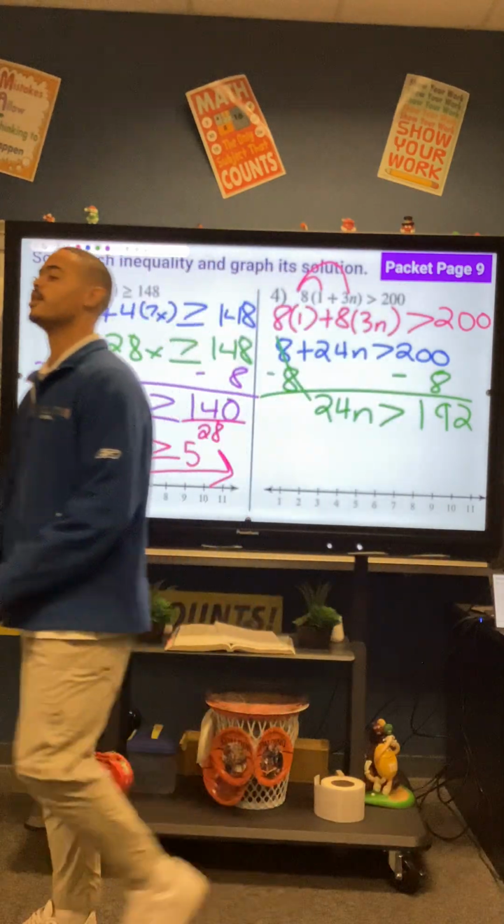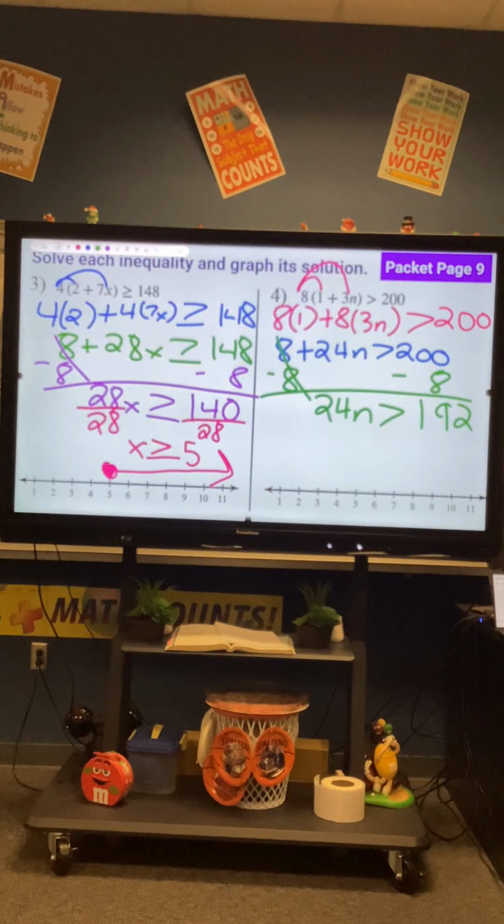So who's last then? Last thing. Divide by what? So what's 192 divided by 24?